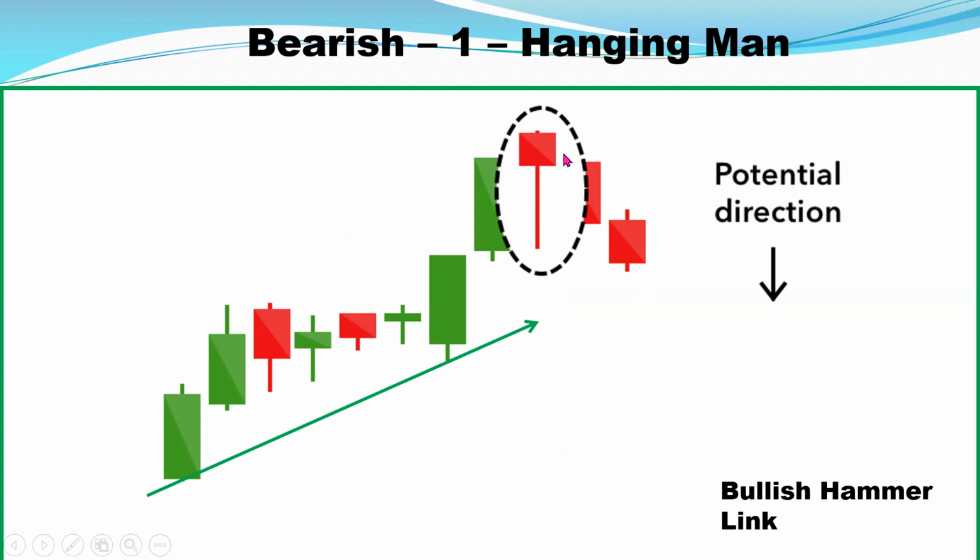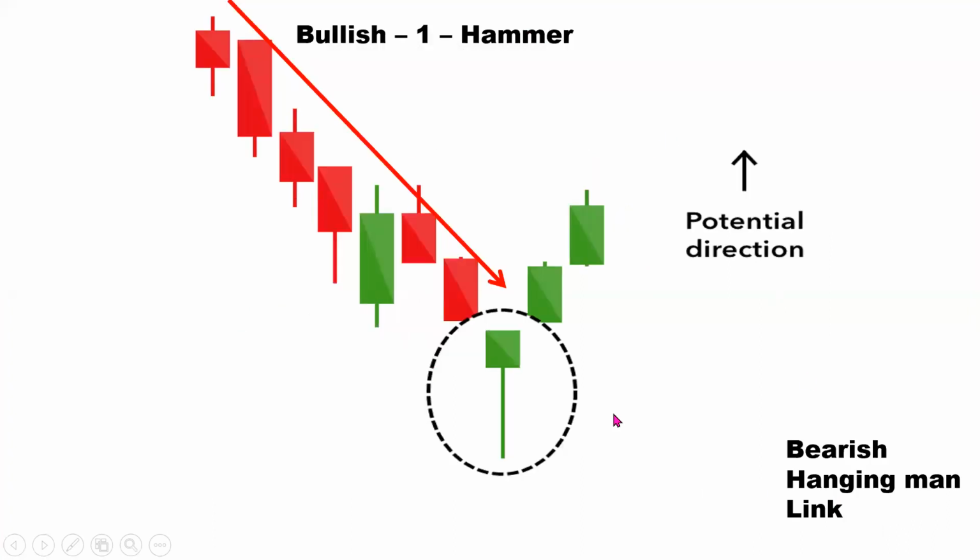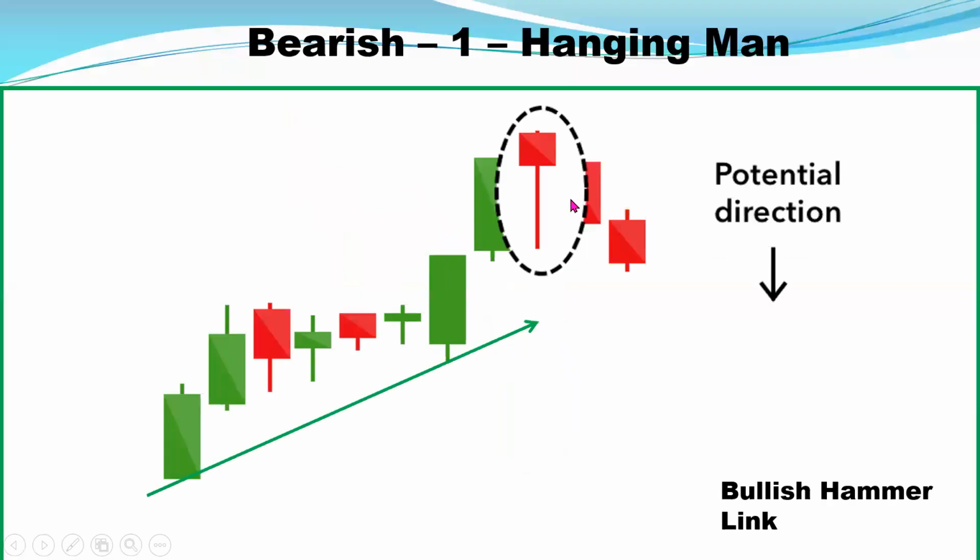So this becomes my supply zone. This becomes my demand zone. Demand zone is where there will be support for buying. Supply zone is where there will be resistance and people want to sell. Let's go to the next one.